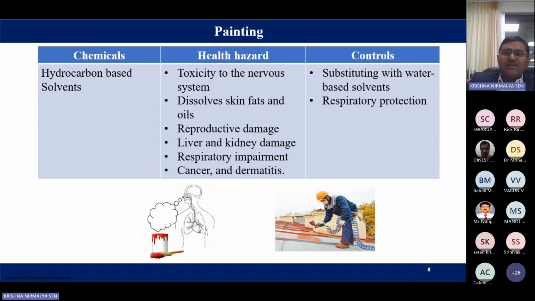And then, for example, a lot of solvents are used in construction processes, paints and things like that. Those have known health hazards to the nervous system, skin, and also damage to the reproductive organs, liver and kidney. Now we are also going through a process of changing those chemicals. In some cases, hydrocarbon-based solvents have been replaced with water-based solvents. This is a way of substitution, and then, of course, having respiratory protection.